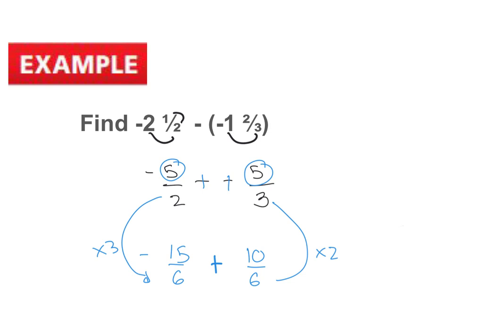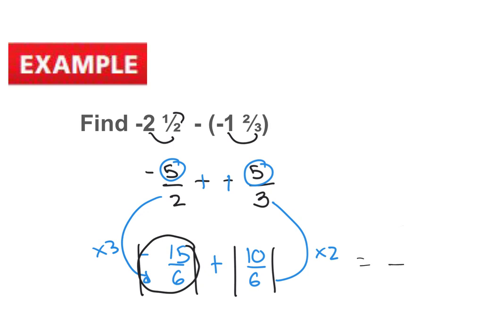I have different signs. So when I have different signs, I look for absolute value. The absolute value of negative 15/6 is greater, so that tells me my answer is going to be negative. My denominator is going to stay 6, and my numerator is found by just subtracting the two numerators, so 5. So negative 5/6.